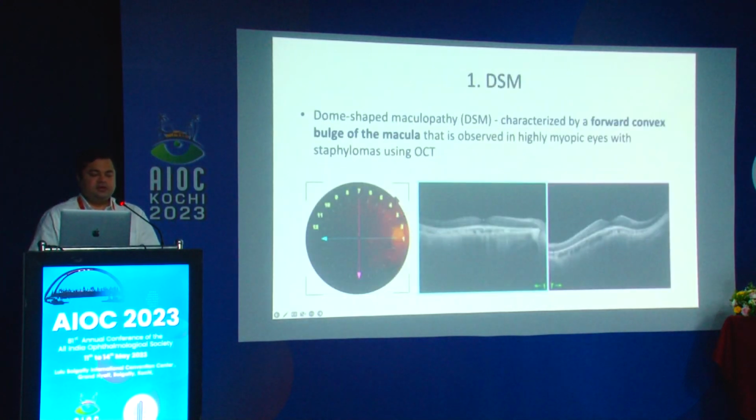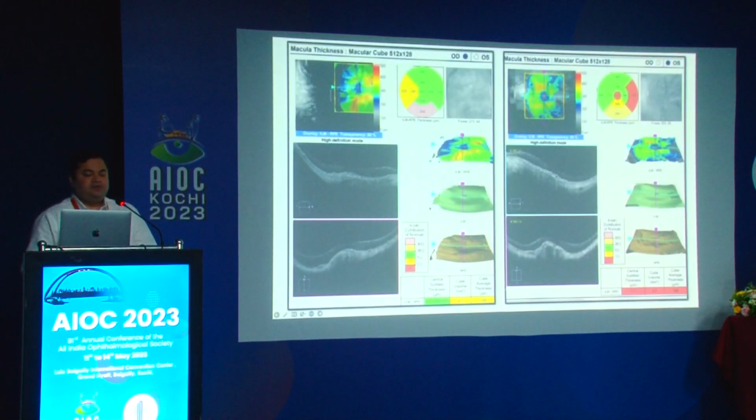We'll start with DSM. Dome-shaped maculopathy is characterized by a forward convex bulge of the macula that is observed in hypermyopic eyes, especially on OCT. You need to go to the vertical scans of this OCT. If you look at the horizontal scan, you may not be able to capture it, but a vertical scan will show this forward convex bulge. Here, the horizontal scans in one of the patients do not reveal the bulge. However, there is a CNV in one of the patients, along with the bulge.